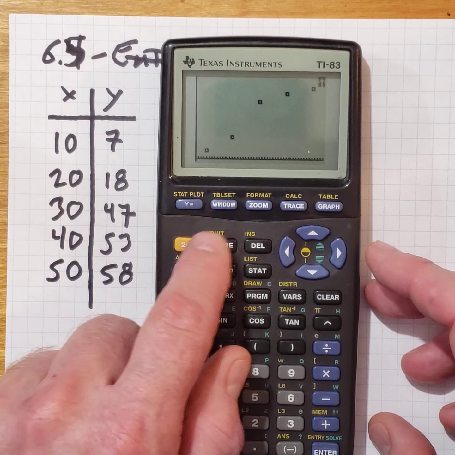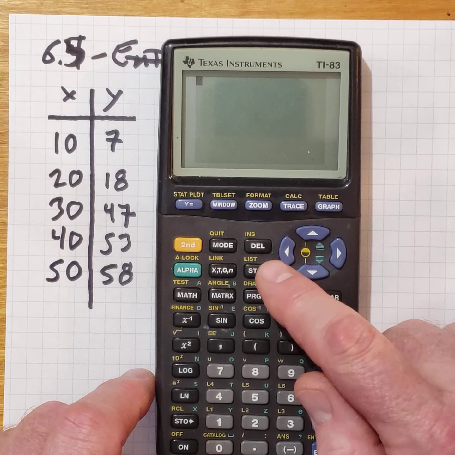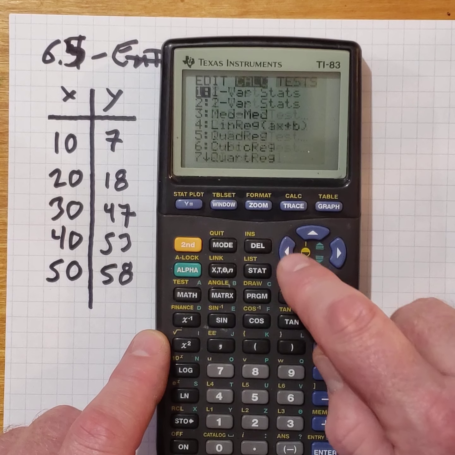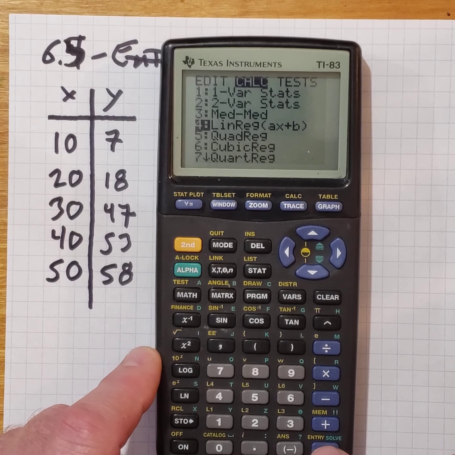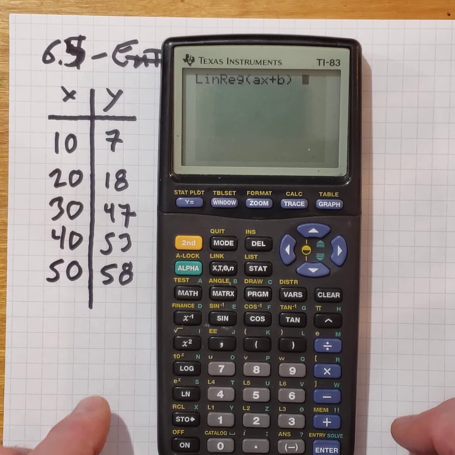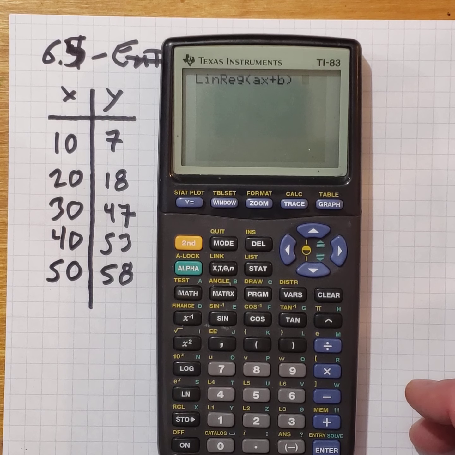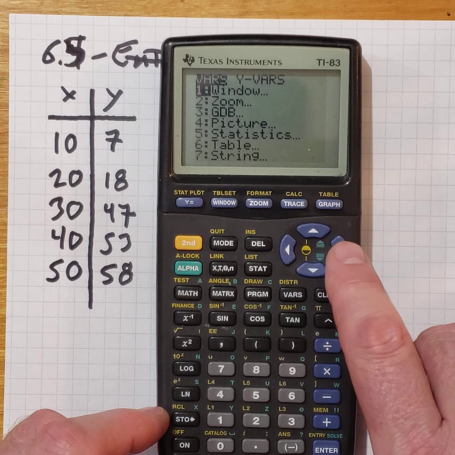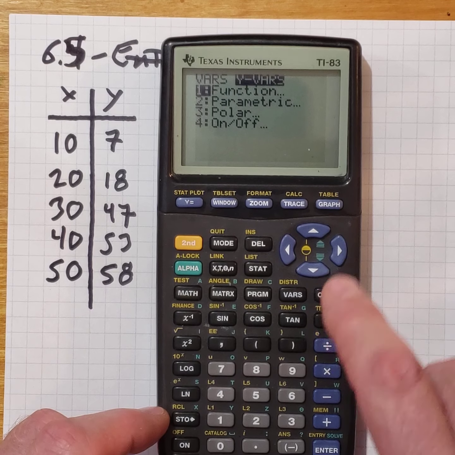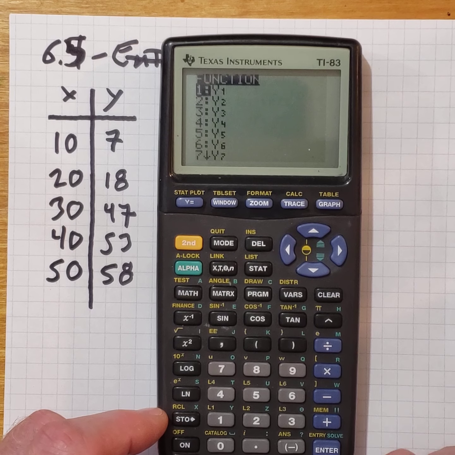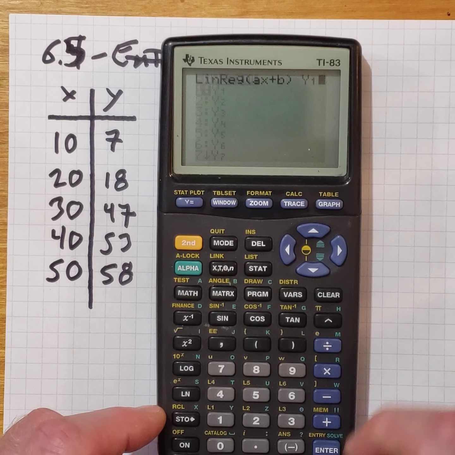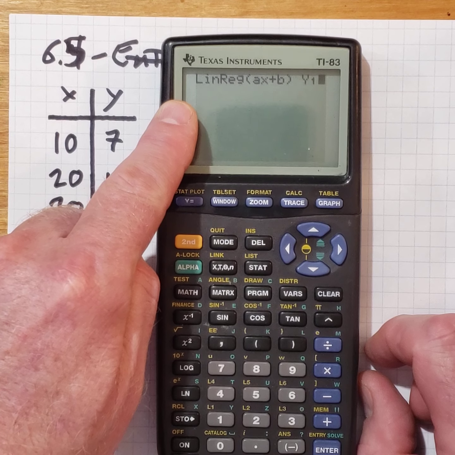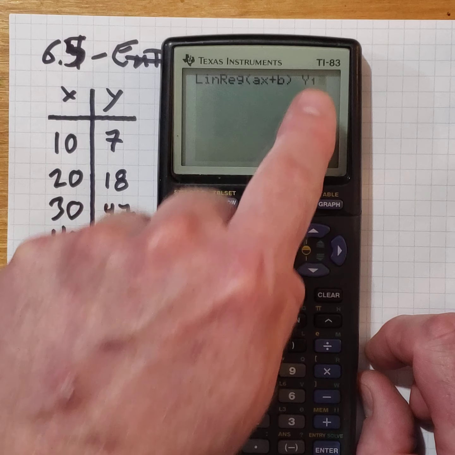we go to our home screen to do our linear regression: stat, over to calc, and then down to linreg, enter. Now don't hit enter again. What you want to do before you hit enter is vars, arrow over to yvars, and then yes, we want a function variable, so enter. We want y1, enter. Now what this says is calculate the line of best fit, that's what linear regression is, and then store it in y1.